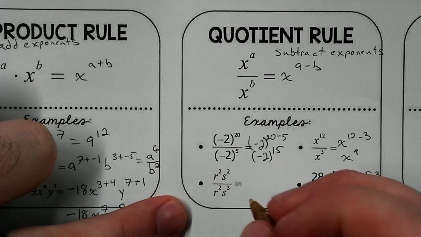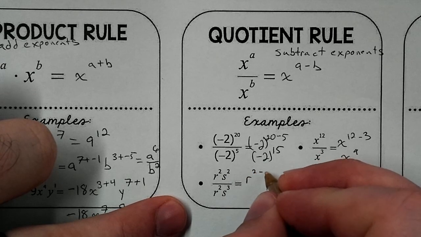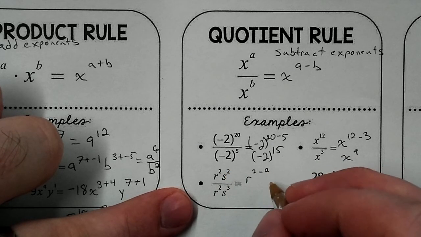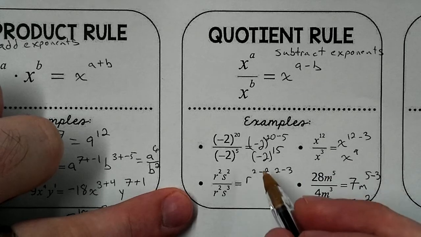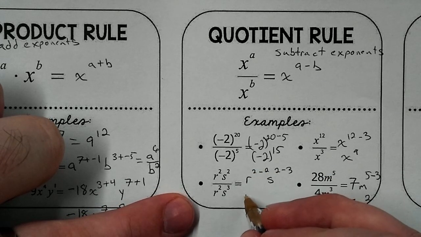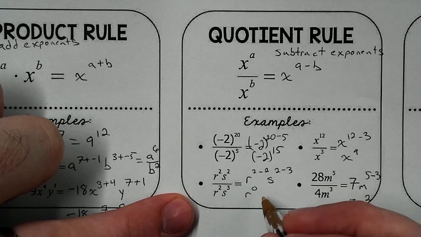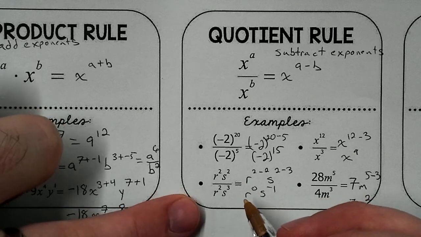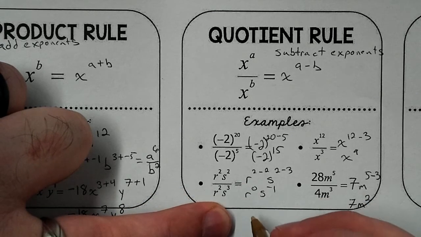R squared divided by r squared is going to be r to the 2 minus 2. S squared divided by s to the 3rd is going to be s to the 2 minus 3. Now this one, 2 minus 2 is 0, right? So it's r to the 0. And s to the 2 minus 3, which is negative 1. Well, we know this one from our 0 exponent rule. That's just going to be 1, right?